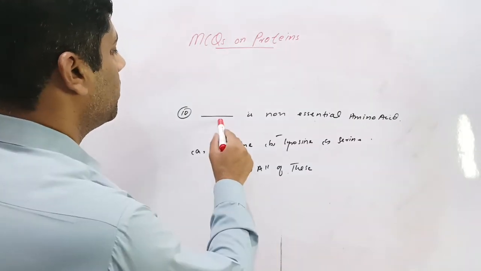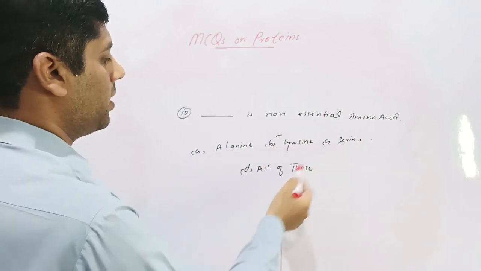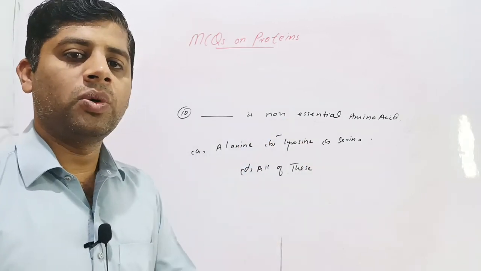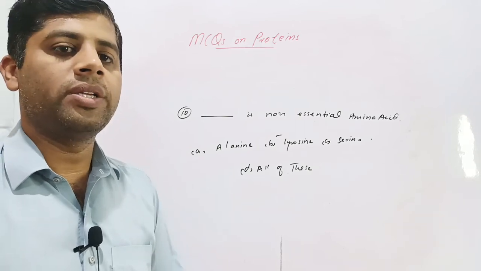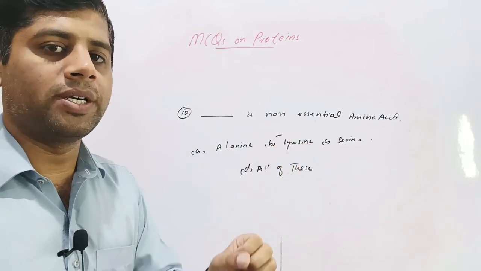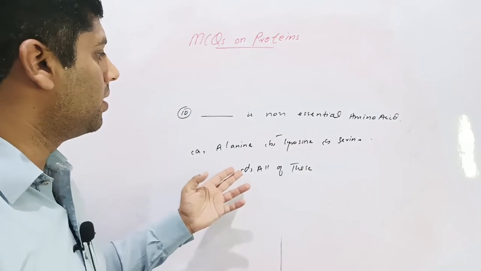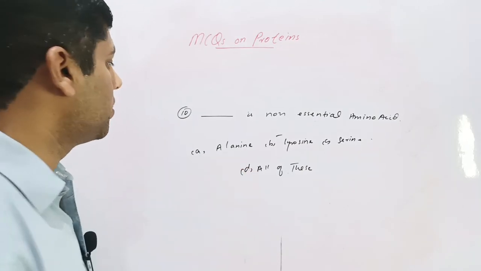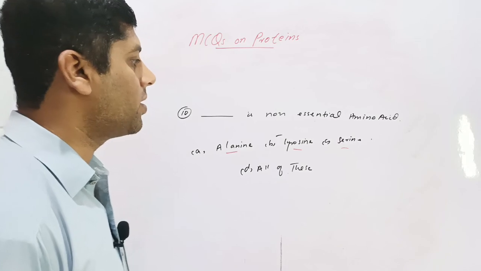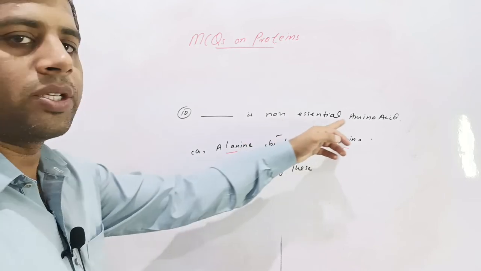Next question is, dash is a non-essential amino acid. The given options are alanine, tyrosine, serine, or all of these. As I've told you, non-essential amino acids are those amino acids which are synthesized by our own bodies and are not required in the diet. Each student should learn these by heart. There are 20 amino acids divided into two kinds, the essential and non-essential. Alanine, tyrosine and serine are synthesized by the body and are termed non-essential amino acids. So option D is correct, all of these are non-essential amino acids.